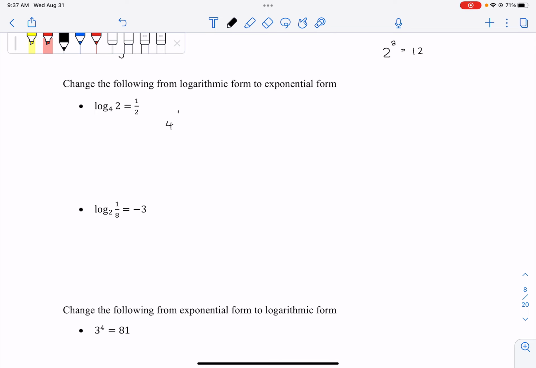4 to the power of half is equal to 2. And for this one, it makes sense because anything to the power of half is the square root. And we know that the square root of 4 is indeed 2. Okay. 2 to the power of negative 3 is equal to 1 over 8. So, 1 over 8. There. Which is true because 2 to the power of negative 3 is 1 over 2 to the power of 3, which is 1 over 8.